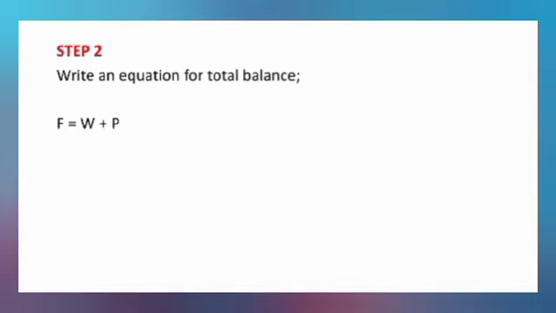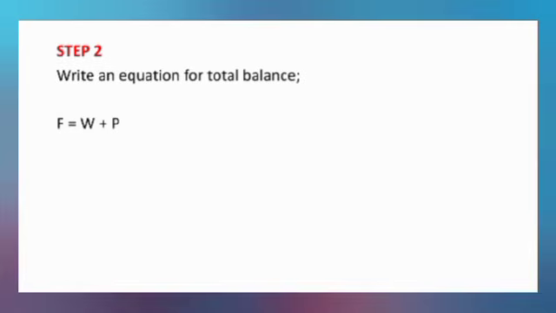So the first thing that you have to do, after drawing the diagram, is to write a total balance equation. We have to write the total balance equation for the question based on the diagram that you have drawn. So from the diagram, we can go by this. Our F is equal to W plus P. That is mass in is equal to mass out. We are following the general rule about mass balance. Whatever is entering is equal to whatever is exiting.